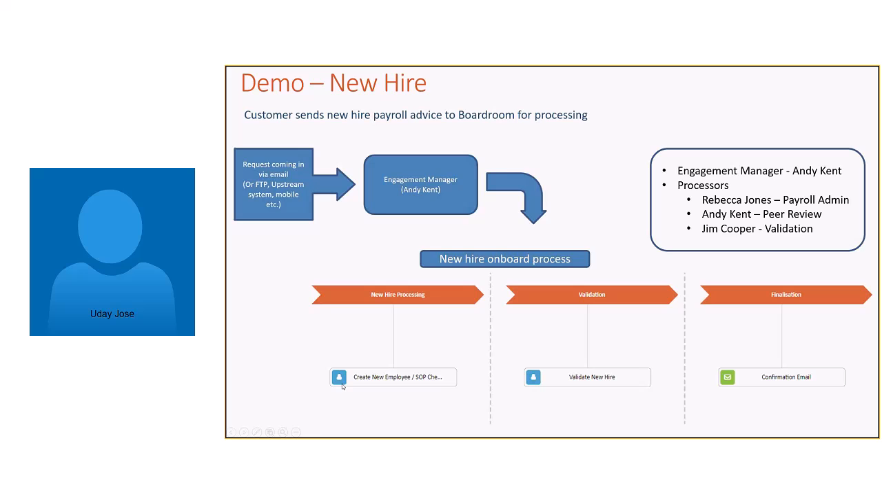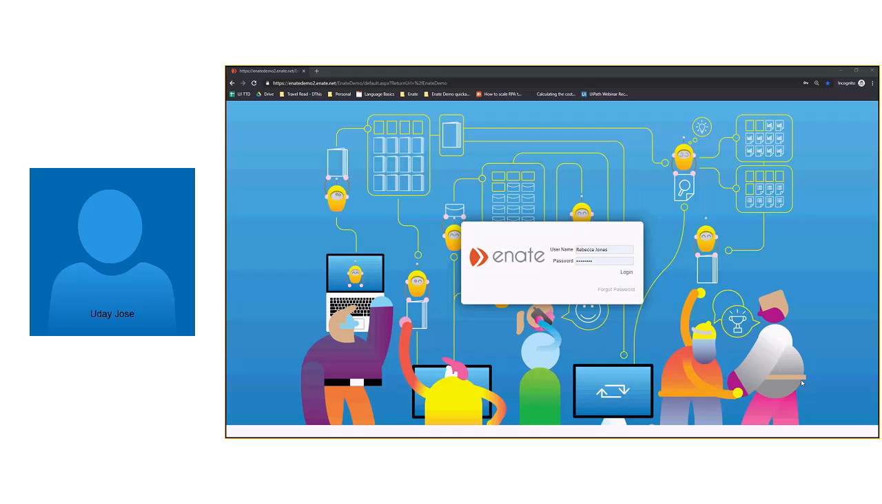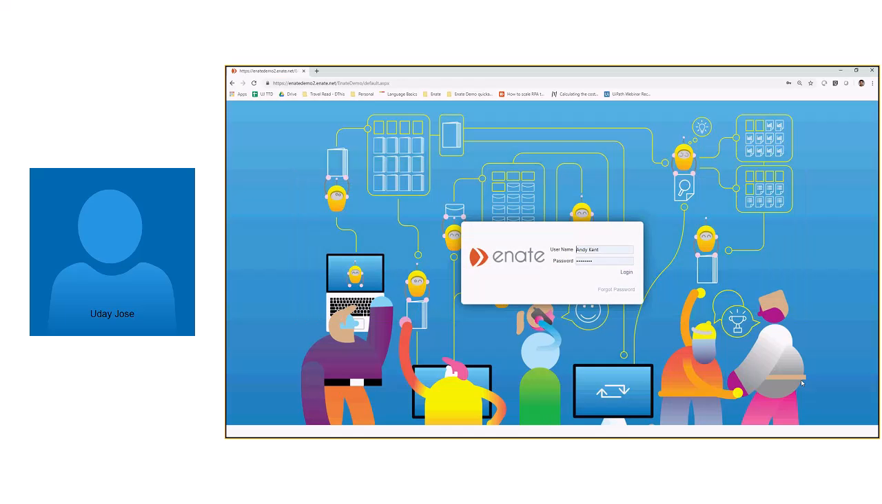So this is a human activity which will be about creating the employee, doing some standard operating procedure checks, and so on and so forth. This will again get peer reviewed. Then it will move on for validation. So another user will get some activity, and then finalization, where an email will automatically be sent back to the customer. We will come back to this slide as we progress. I'm going to first go and log into the product as Andy, who's the engagement manager.